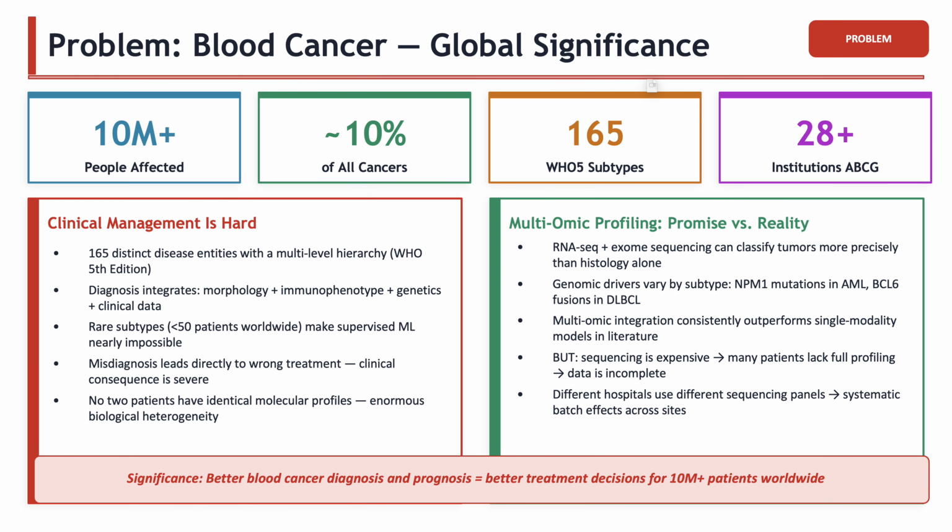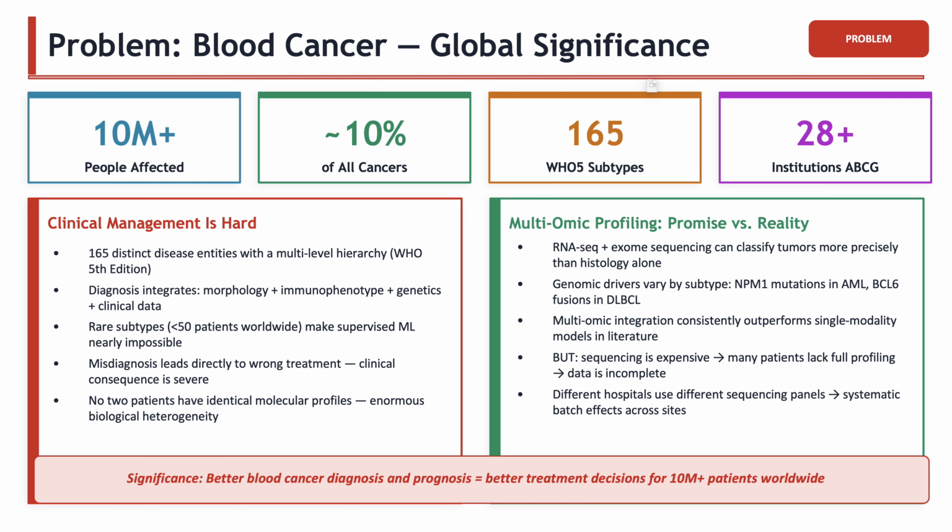All right, the problem: blood cancers affect more than 10 million people worldwide and account for around 10% of all cancer cases globally. That's a huge number, but here's what makes them particularly nasty from a clinical and machine learning standpoint. Look at the number 165. That's how many distinct disease entities exist under the blood cancer umbrella, all organized in a 5-level hierarchy defined by the World Health Organization in its 5th edition classification, called WHO 5. So this isn't one disease, it's more like 165 related diseases, each with slightly different biology, genetics, and treatment.